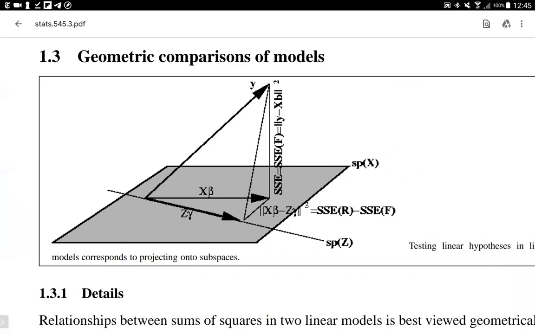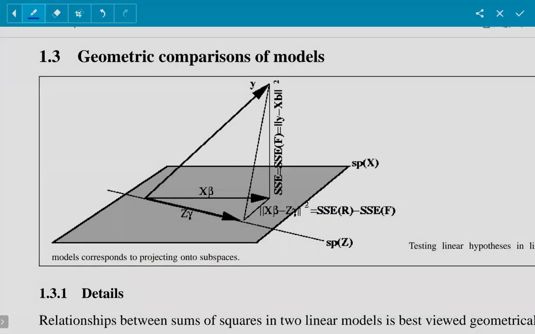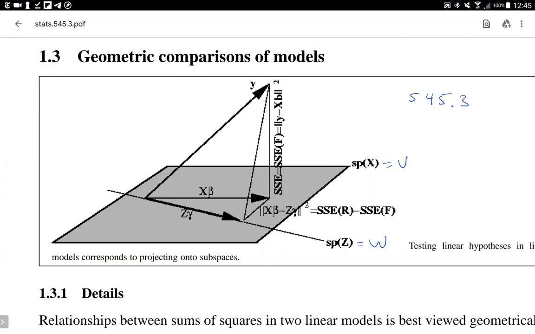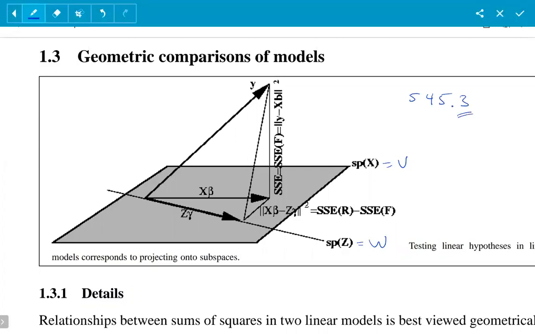V, and we want to know whether we can reduce the space and instead project onto a smaller space. So that's the task of this entire collection of videos that are registered under the numbering scheme 545.3. So 3 refers to the group of videos that have to do with tests in the linear models. And those tests will also include the tests for estimable functions. But enough on this introduction.